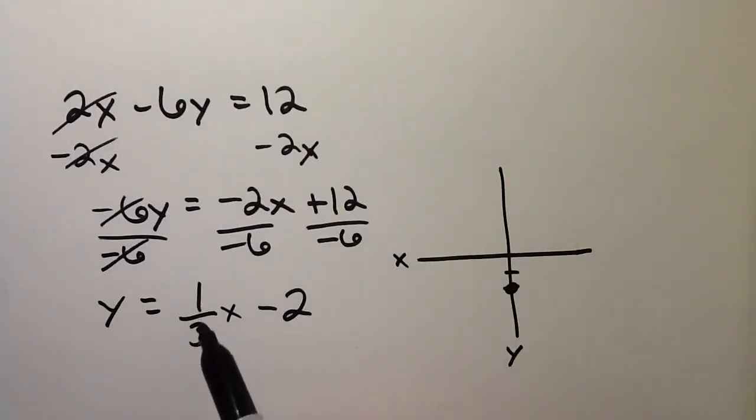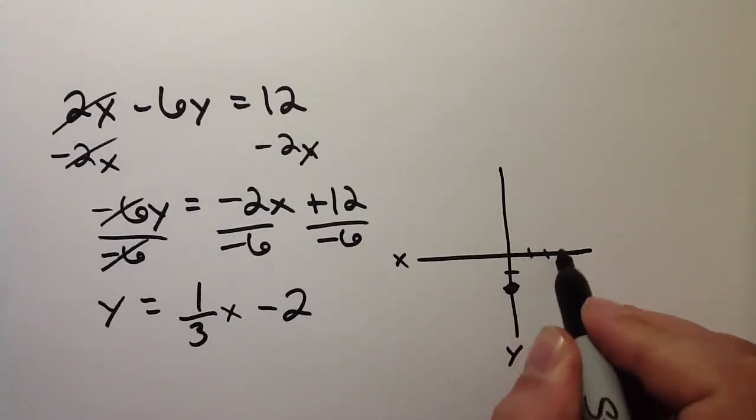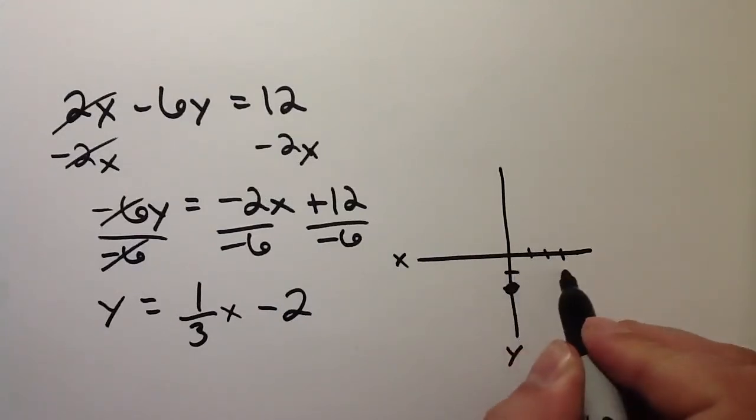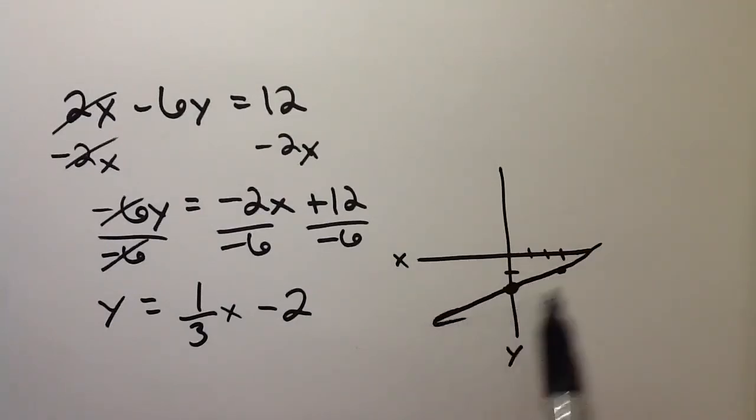And I have a positive 1 over 3. So I move up 1. And I run 1, 2, 3. So up 1 over 3. And I can draw myself a straight line. And that's the graph of y equals 1 over 3x minus 2.